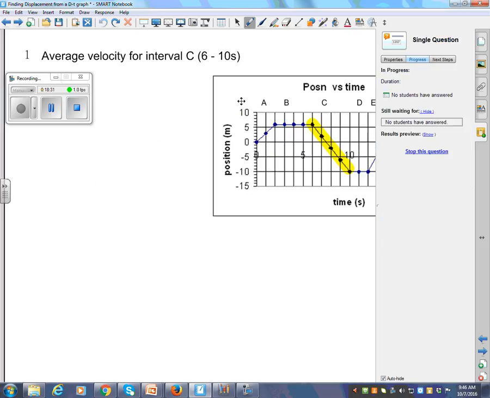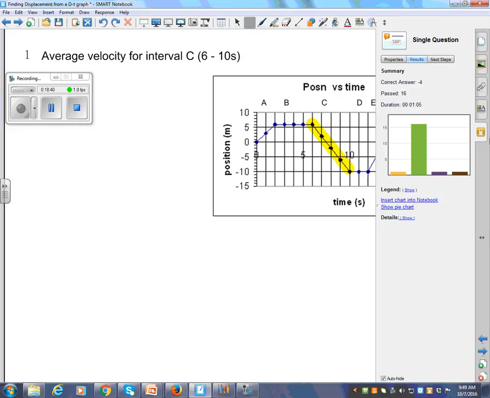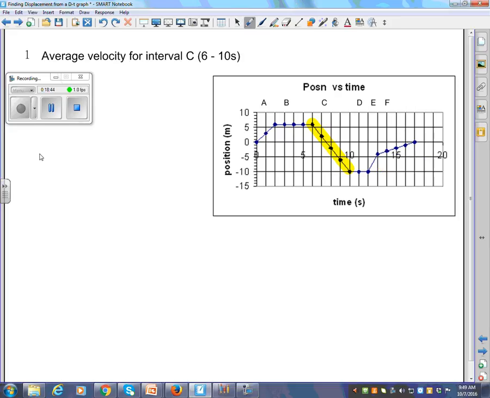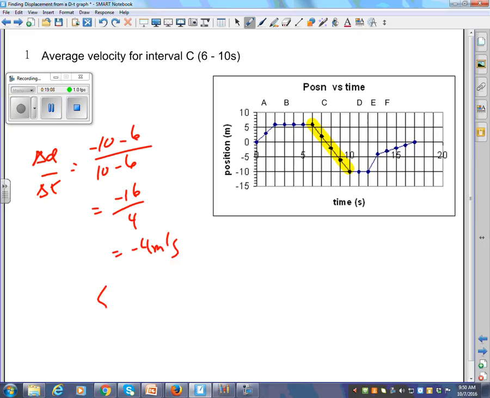Try number, I guess it's interval C. Okay, what'd you get for C? You should have got -4. How do you get -4? Remember, it's displacement over time. The displacement is -10 subtract 6, all over the time, which is 10 minus 6. I realize those numbers are kind of similar. -16 over 4. The slope of the line is -4 meters per second.